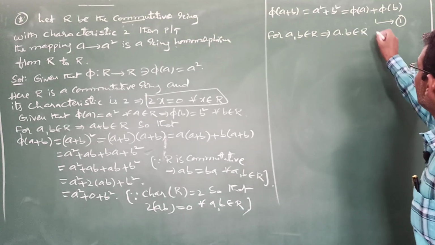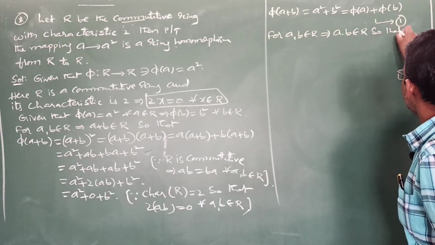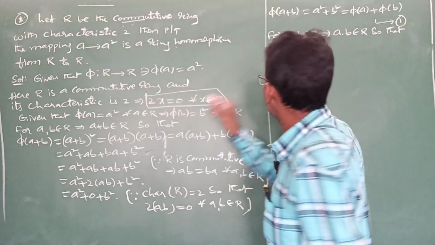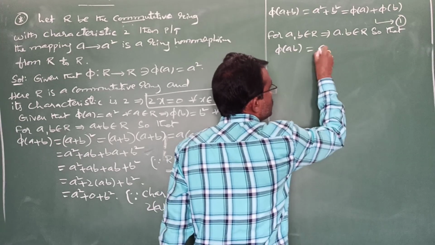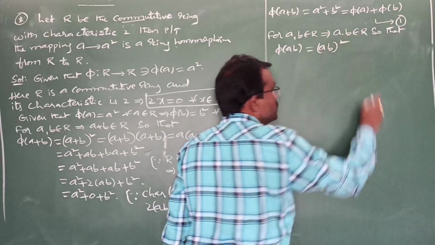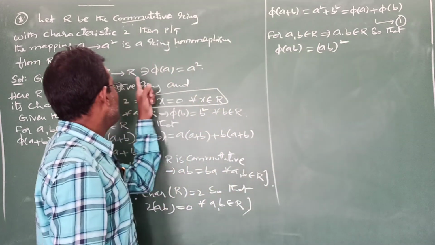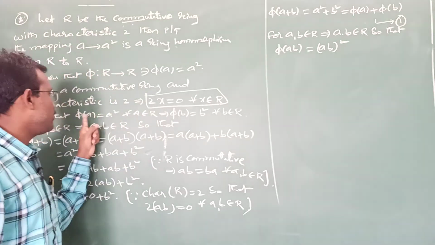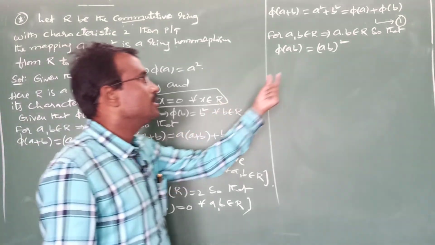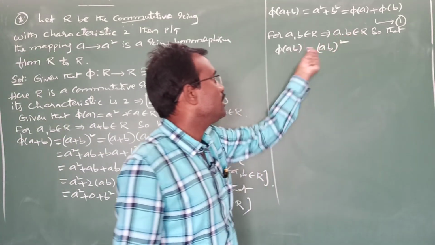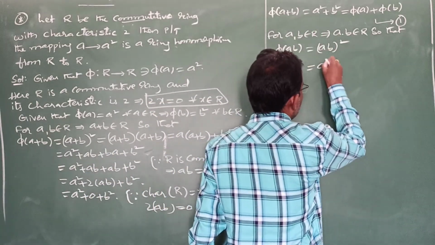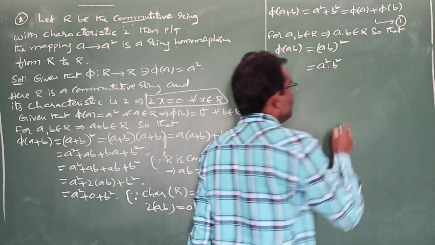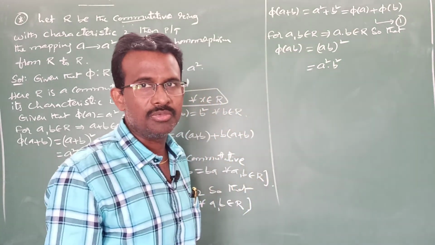Absolutely. Whenever a, b belongs to R, by the definition of phi, is phi of ab equal to (ab) whole square or not? Any problem? Because whenever a belongs to R, phi of a equals a square. Like that, what about ab belonging to R? Phi of ab equals (ab) whole square. But (ab) whole square means what? a square into b square, because R is commutative, right?